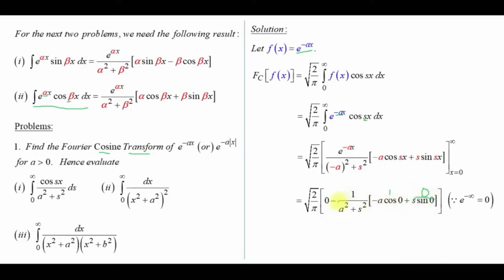So minus into minus is plus. But this is a divided by a square plus s square. So Fourier cosine of f of x equal to square root of 2 by pi a divided by a square plus s square. Take this as equation number 1.